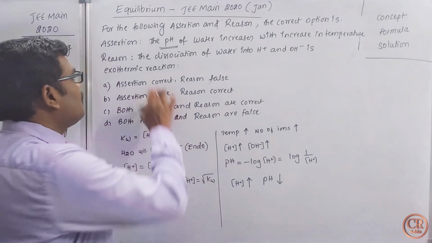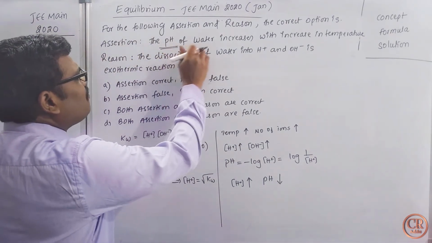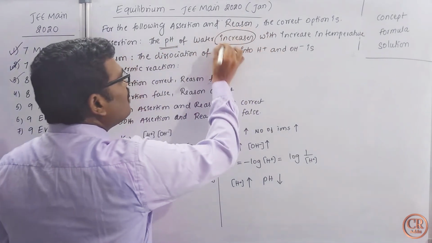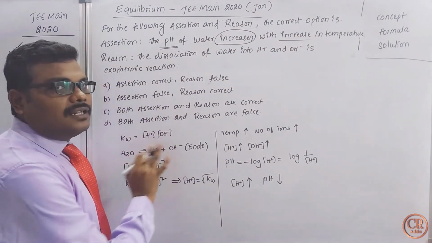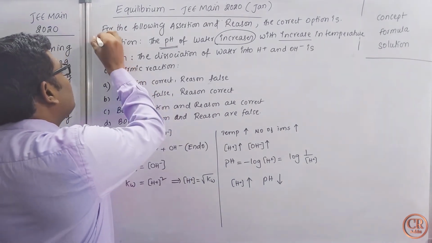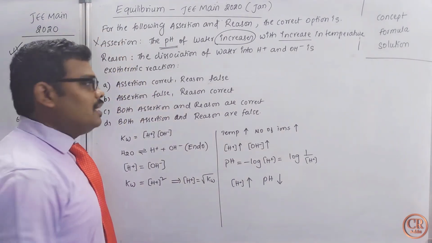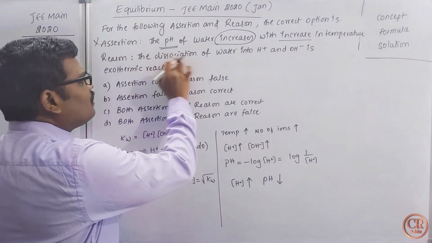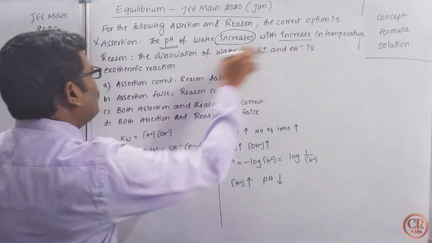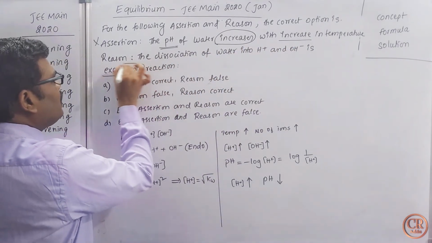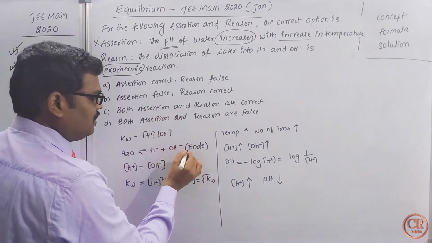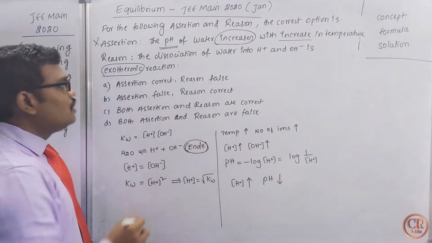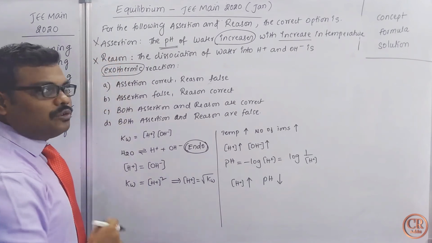Now we read the assertion: the pH of water increases with increasing temperature. It is 100% wrong. Assertion is wrong. Then the reason: the dissociation of water into H plus and OH minus is an exothermic reaction. Is it exothermic or endothermic? 100% this is an endothermic reaction. So this reason is also wrong.